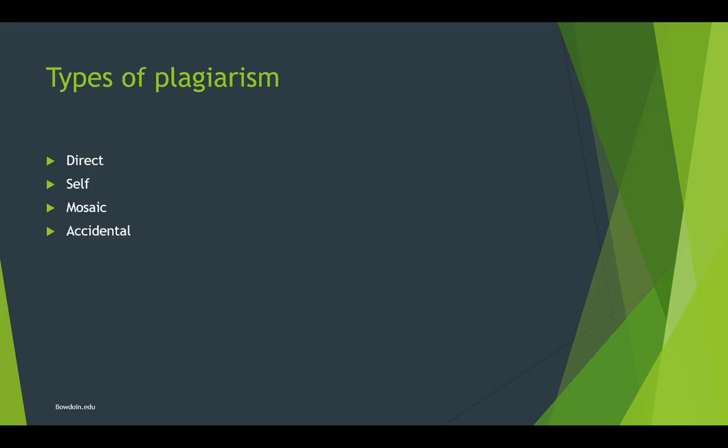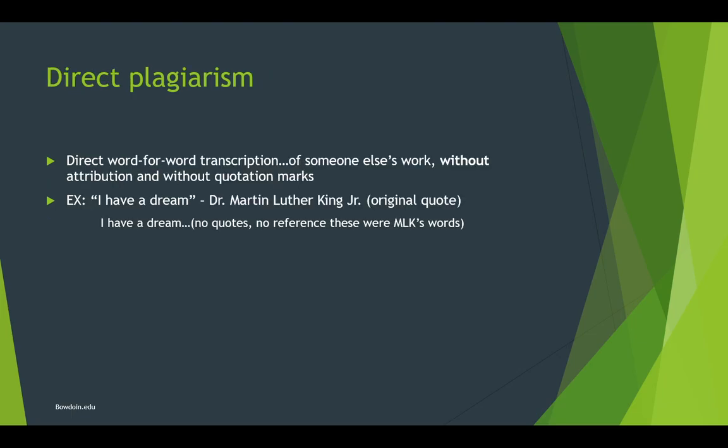According to Baldwin.edu, there are four main types of plagiarism. There are more than four, but these are the four that we're going to be focusing on: direct, self, mosaic, and accidental. So, direct plagiarism is just as it sounds, a direct word for word transcription of someone else's work without attribution and without quotation marks.